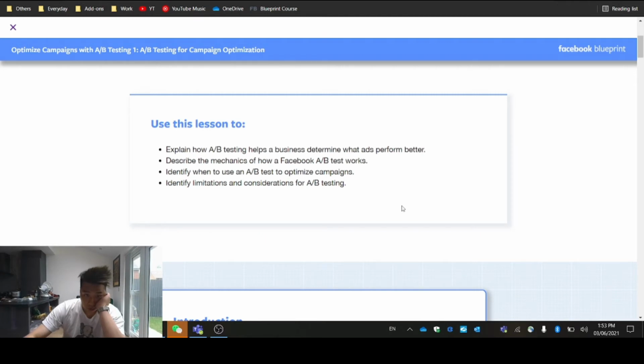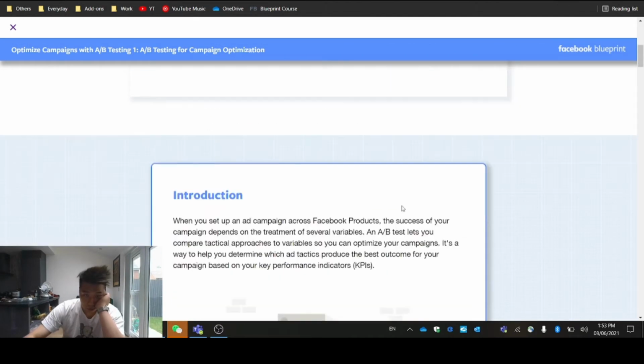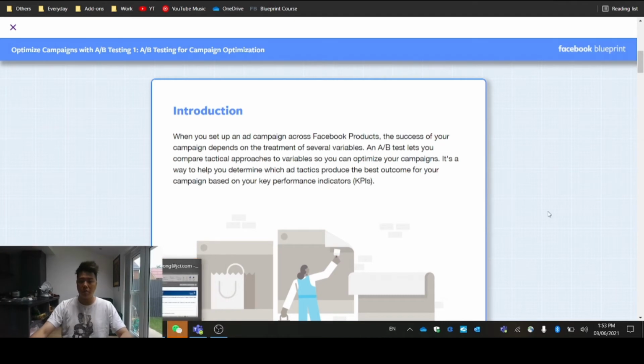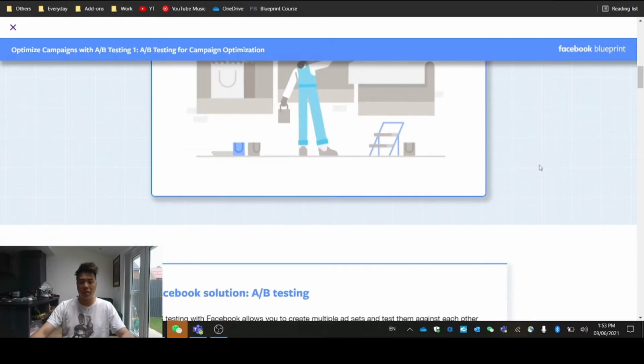Visual testing works, identify when to use A/B testing to optimize the campaign. The success of your campaign depends on the treatment of several variables. An A/B test lets you compare tactical approaches to variables so you can optimize your campaigns. It's a way to help you determine which ad tactics produced the best outcome for your campaign based on your key performance indicator.